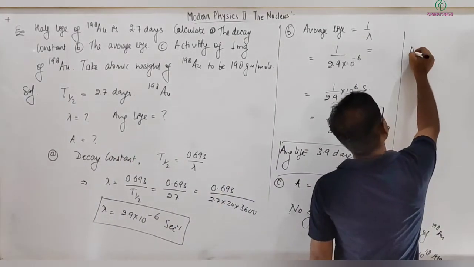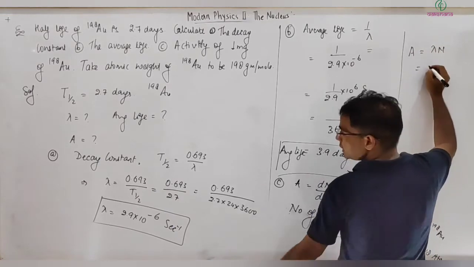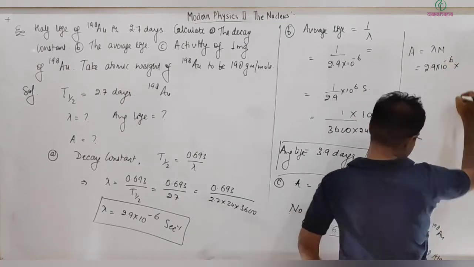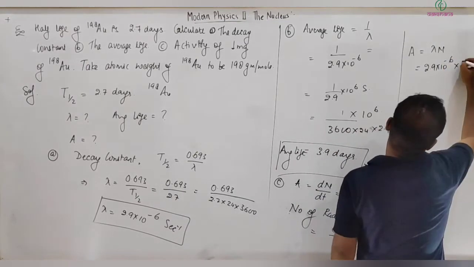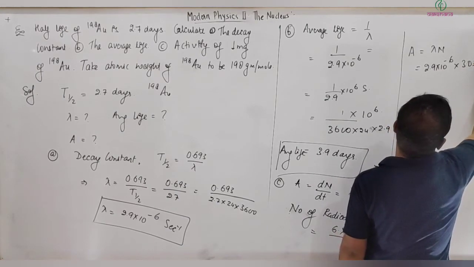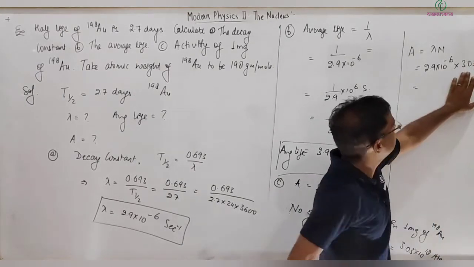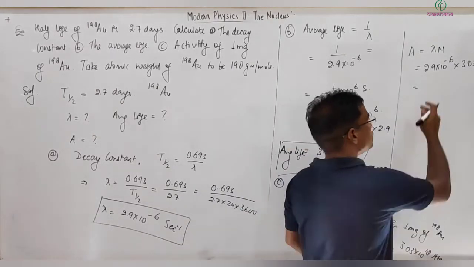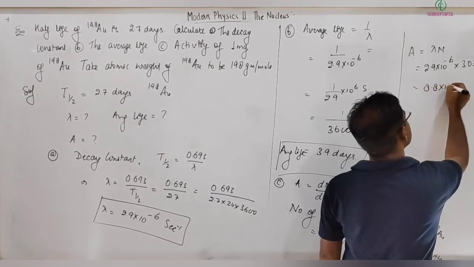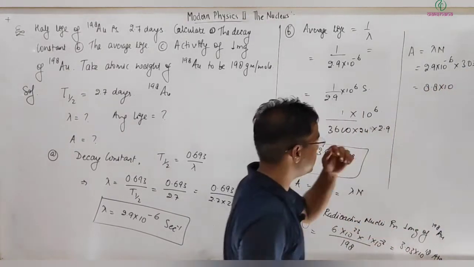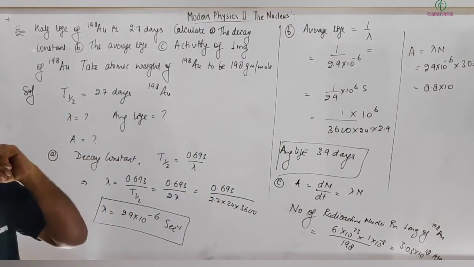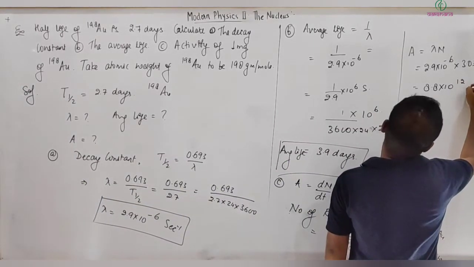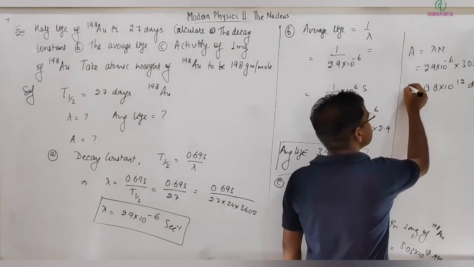Now activity is lambda times N. Lambda is 2.9 into 10 to the power minus 6, multiplied by 3.03 into 10 to the power 18. It will be something like 3 multiplied by 3, which is around 8 point something. So it comes to 8.8 into 10 to the power 12 dps. This is the activity.